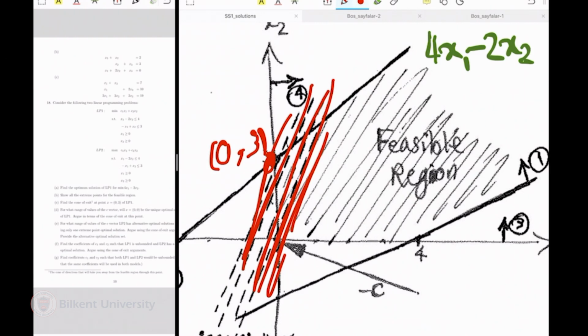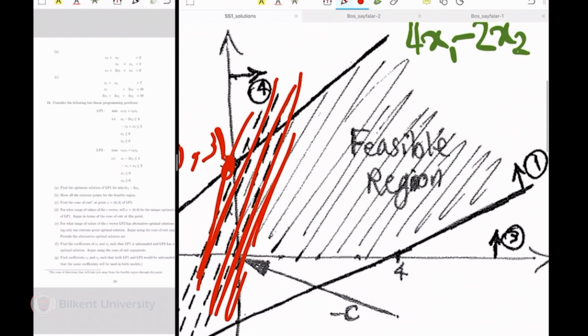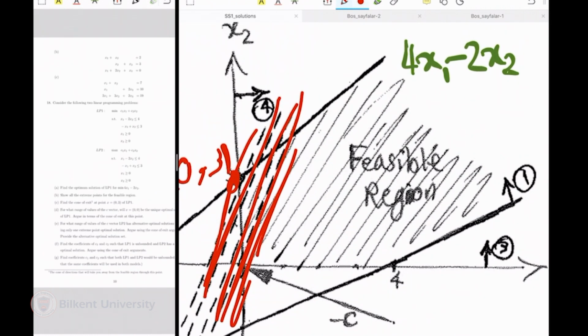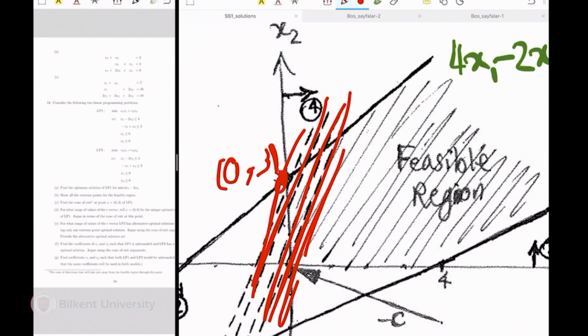Okay, so it's very easy to find. It's very easy to draw. First of all, you need to have practice to draw the feasible region according to the constraints. Then the next step is to find the direction of improvement. These red lines are the iso-cost lines. If I go in that direction, what is the last point I can see in the feasible region, which of course is an extreme point. And for this specific problem, it's the point 0 and 3.